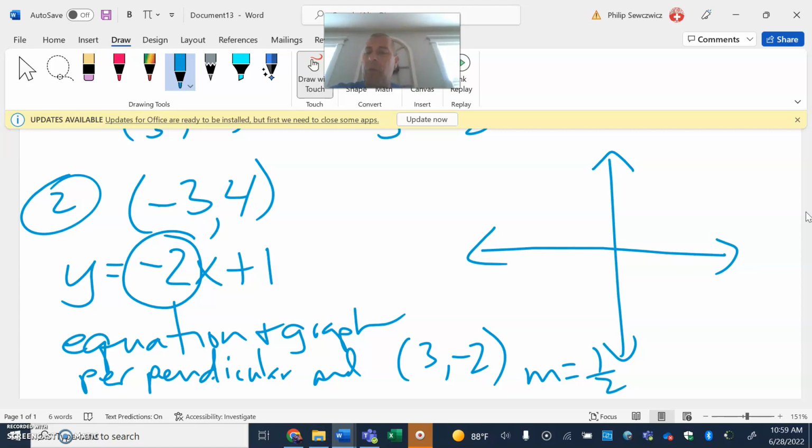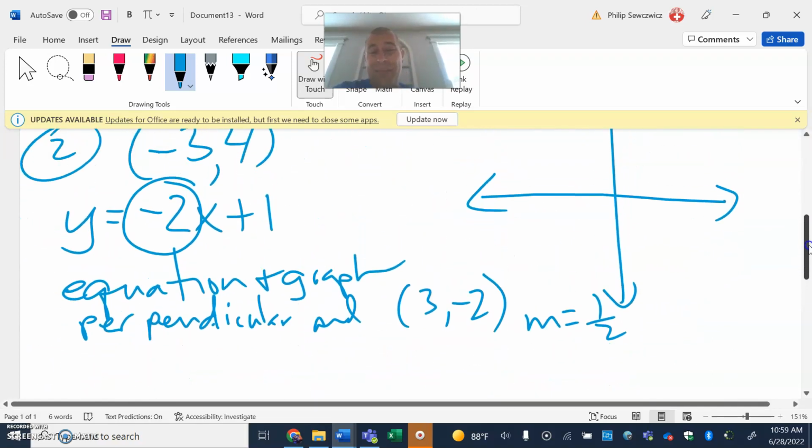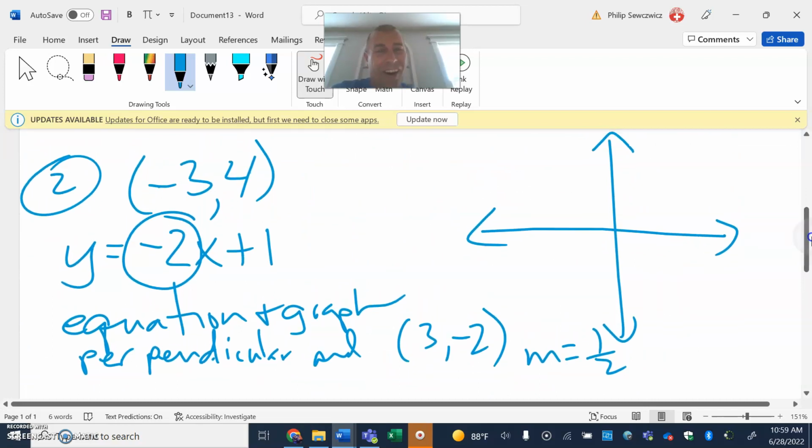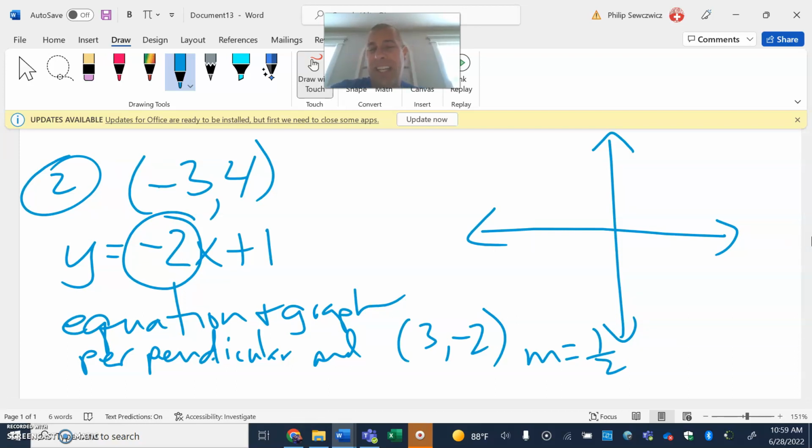Now, you might be thinking, what about that ordered pair negative 3, 4 at the beginning? Well, that's kind of extra information. I really don't need that at all. I know, it was sneaky. It was a bad question. I kind of changed the question midstream. So, if I confused you, my apologies for that. It wasn't my intent.